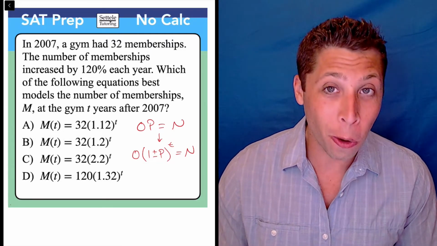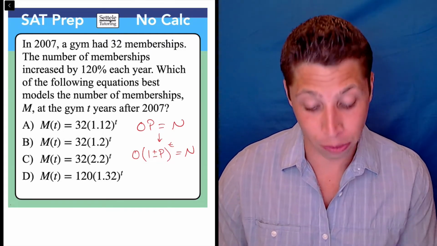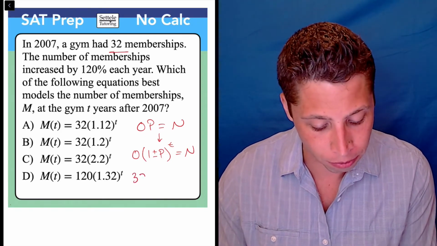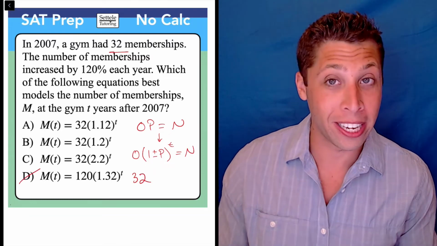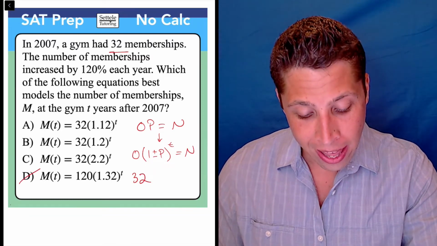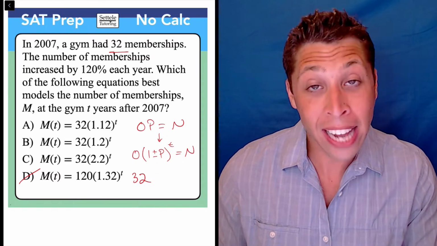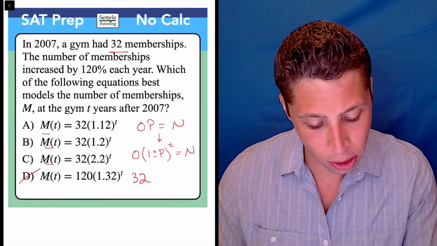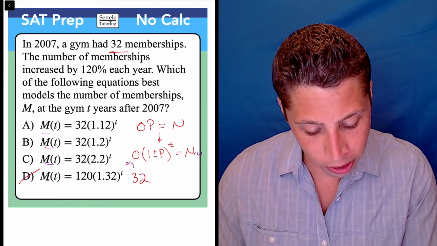Well, the O is the original value. So they tell us there were originally 32 gym memberships, so that should come first, and that's going to get rid of choice D just like that. Great. Now here's the hard part, okay? The n is the new, so that's going to be the number of memberships at a given point. So that's taken care of. This is the new amount, and this is the original amount.